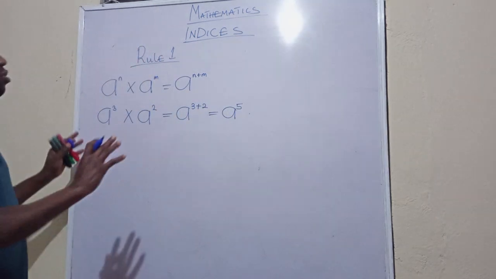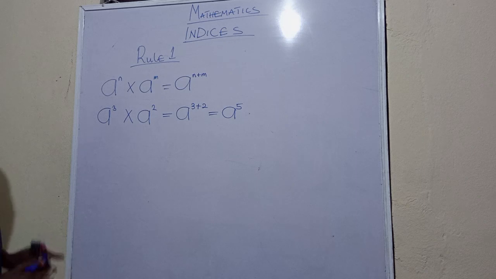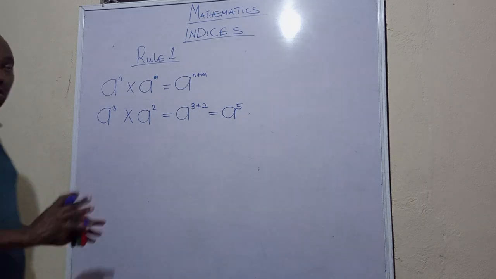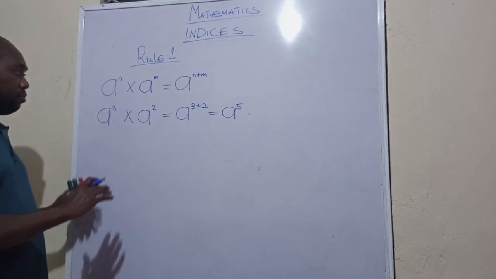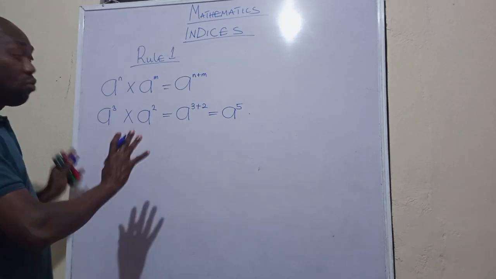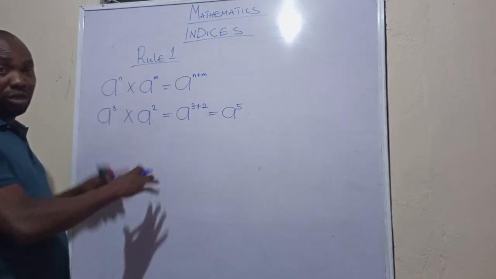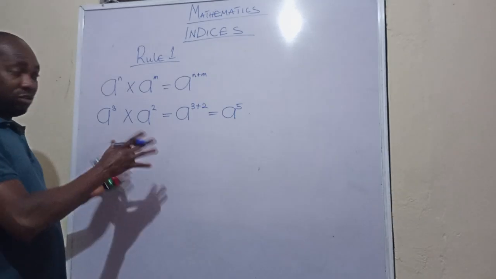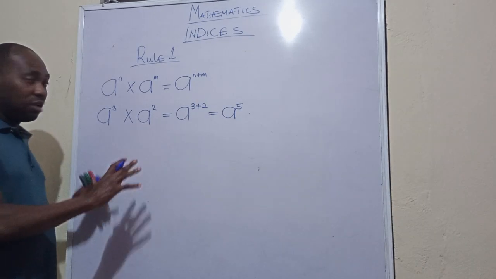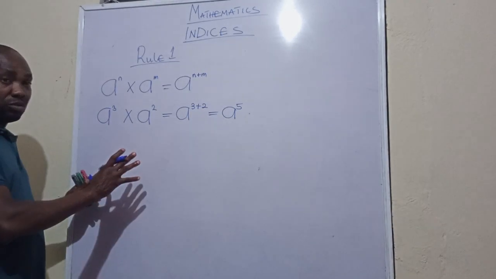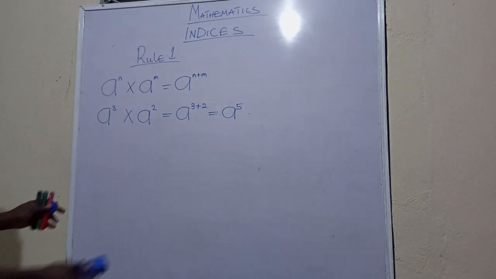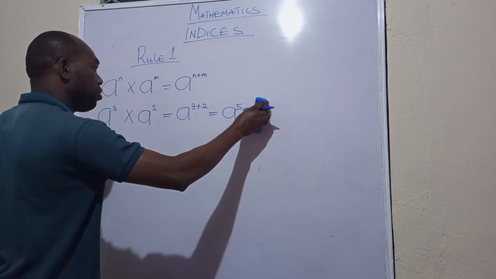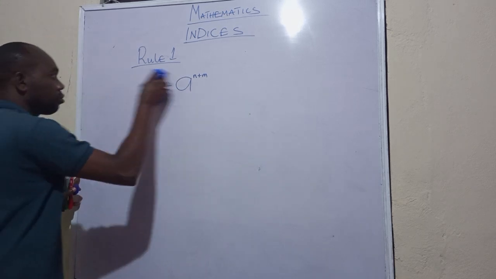I know this is one of the simplest rules or principles in indices. So I may not really want to go deep into it, but I just want to discuss this, which everybody understands and everybody knows about. But now let's move to rule two. This is important. Let's move to rule 2.